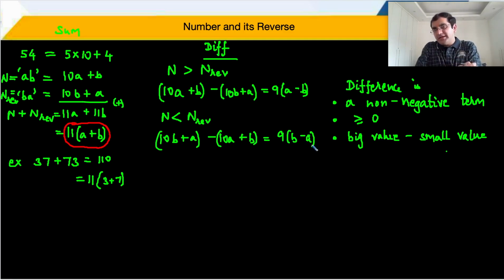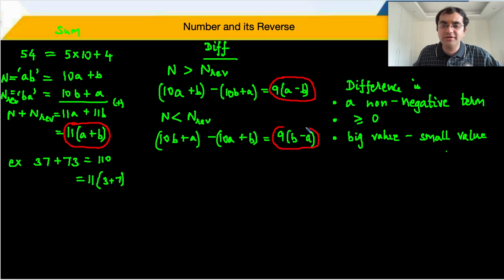So the question that arises is, how will we know whether the number is bigger or the reverse is bigger? For that, you will have to search in the question. Have they given any information in this regard? If not, then you will take both the cases. So the difference of a two-digit number and its reverse is a multiple of 9 and the difference of the digits. If n is bigger, you will take this result. If the reversed number is bigger, you will take this result. If you don't know, you'll take both.